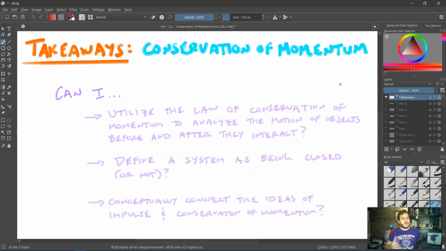Okay, so what are the takeaways for conservation of momentum? Well, one, can we utilize the law of conservation of momentum to analyze the motion of objects before and after they interact when they're a part of some system? And can we define that system as being closed or not, making sure we're looking at is there a net external force on this system? And conceptually, can we connect the ideas of impulse and conservation of momentum? Now, the last point might sound a little confusing, but just remember that impulse is a change in momentum. How does conservation of momentum occur? Well, it's for a whole system, and that occurs when objects in the system transfer momentum to each other, changing their momentums and therefore undergoing equal and opposite impulses.